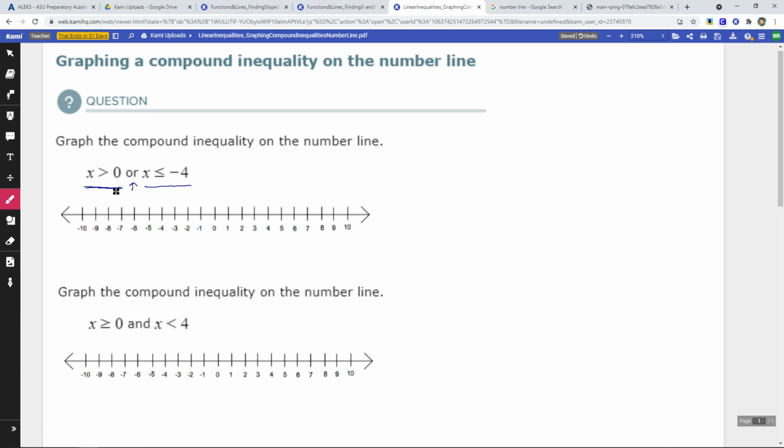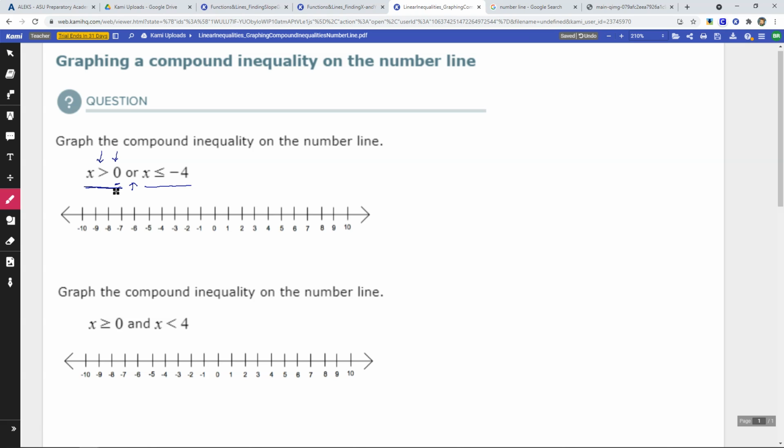We need to first look at the inequality symbol. For this particular one, we have greater than and not an equal to underneath. So it's just x is greater than 0. Then we'll take a look at the number where we start. So in this case, we're going to start at 0.